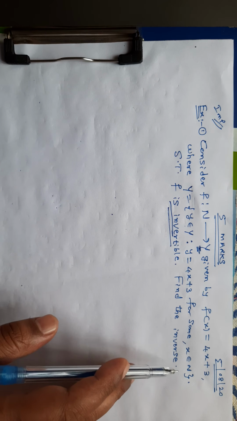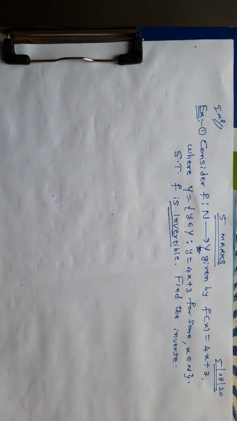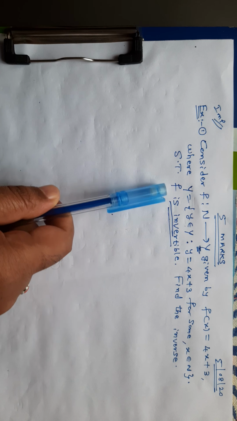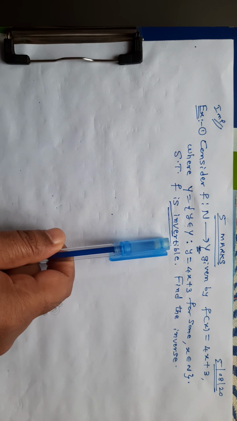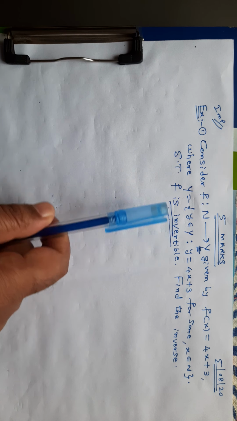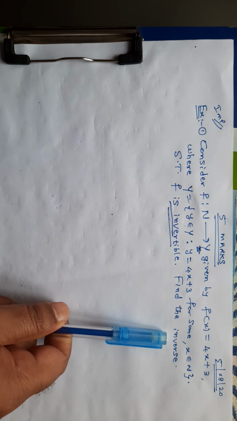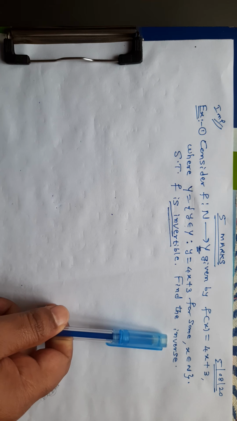And find the inverse. So it involves two questions here. We have to find the inverse, but before that, we have to show that f is invertible. Understand the question: we have to prove that f is invertible and we have to find the inverse.